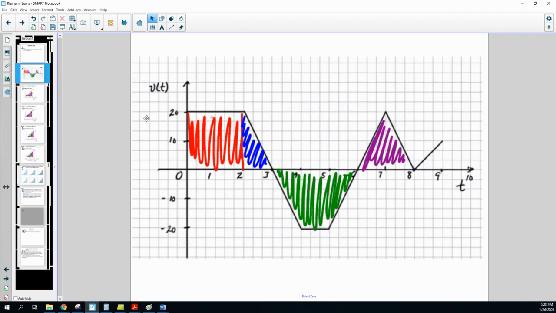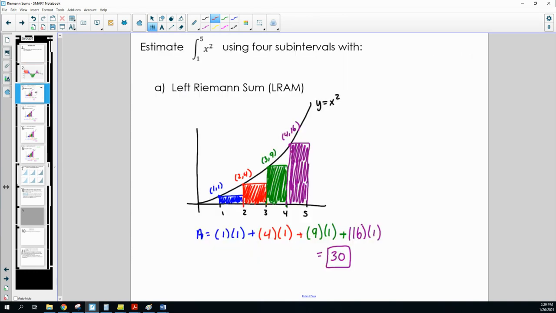So here we have a graph that has nice lines, and to find the area under the curve, we can make these simple shapes. In red we have a square, then we have a triangle in blue, a trapezoid in green, and a triangle in purple. It's really nice when we have graphs where we can make geometric shapes to find the area of. But when we have curves, we have to use Riemann sums.